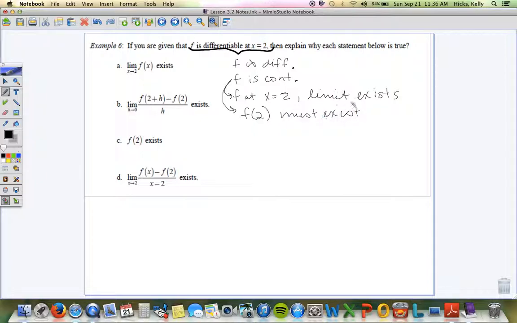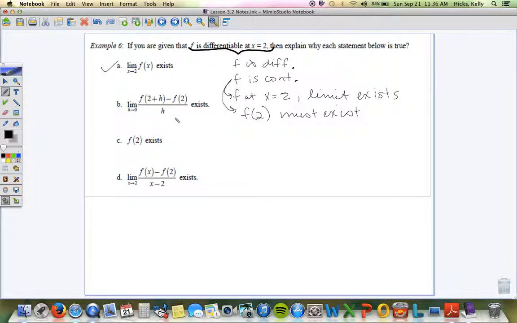Remember, because it has to actually equal the limit. Okay, so let's see what else we can figure out here. The limit as x approaches 2 of f of x exists. Would this have to be true if the function is differentiable at x equals 2? Yes, it is true. Check.